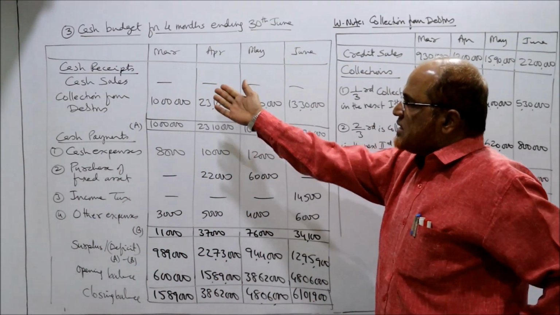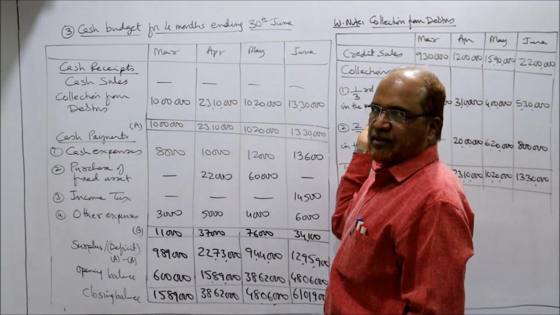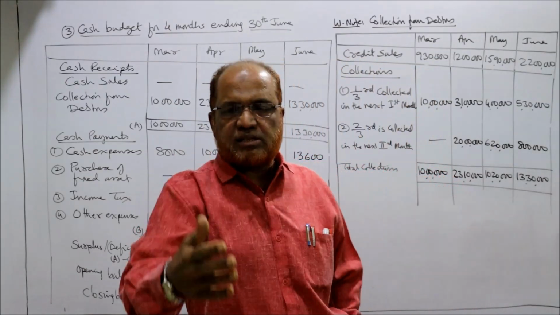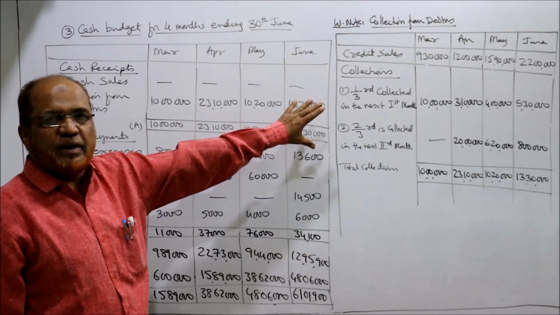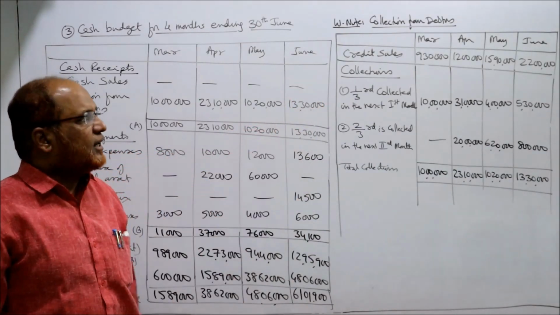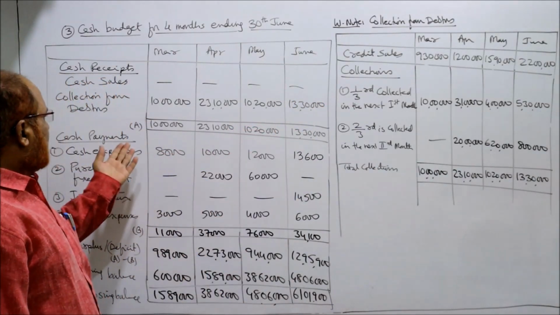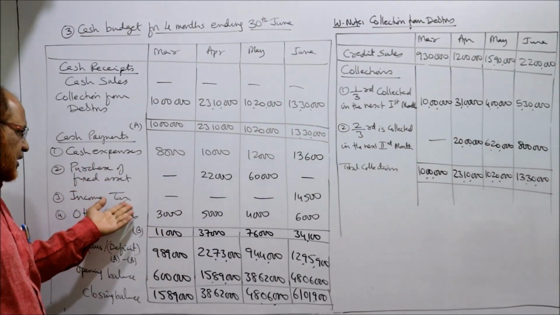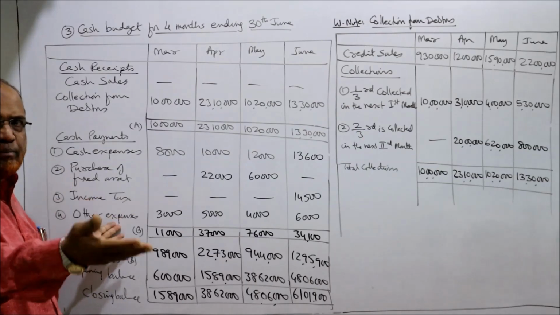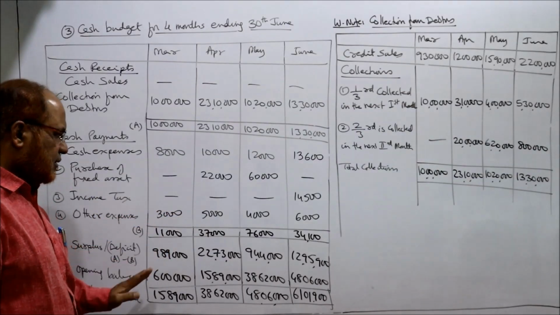So we have taken cash sales, we don't have collection from debtors. It is given 1/3 is collected in the next month, 2/3 is collected in the second next month. So here only you have to be careful regarding collection from debtors. Then cash payments, directly we have taken purchase of fixed asset, directly we have taken income tax, we have taken other expenses, 1 month delay. That's it. Now, see the next problem, fourth one.